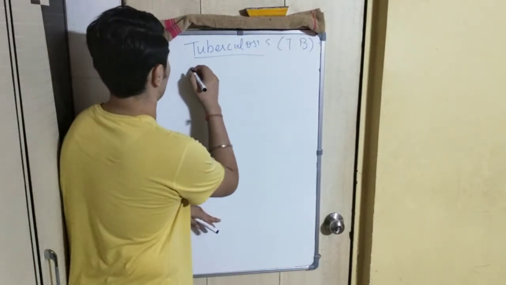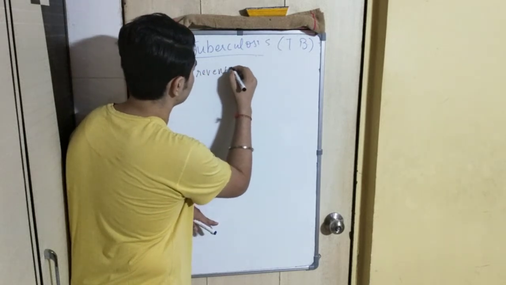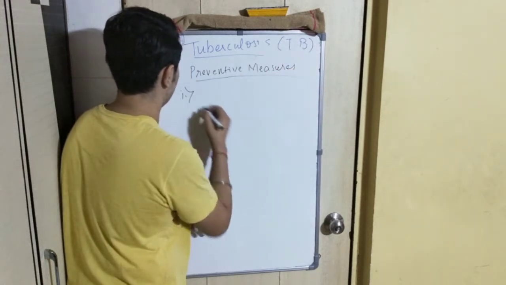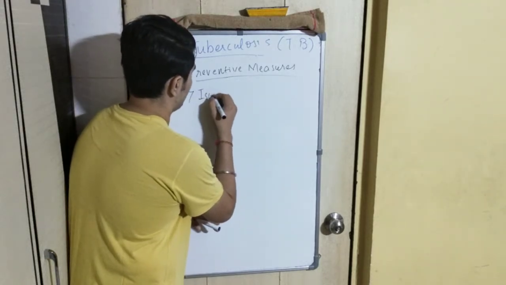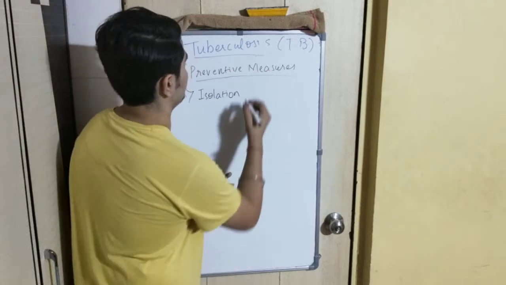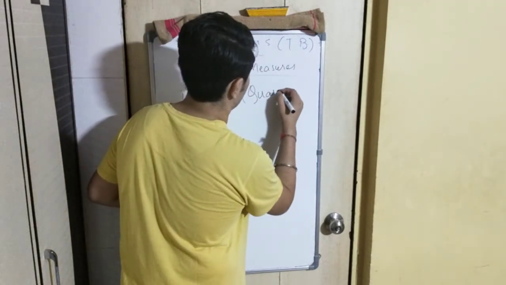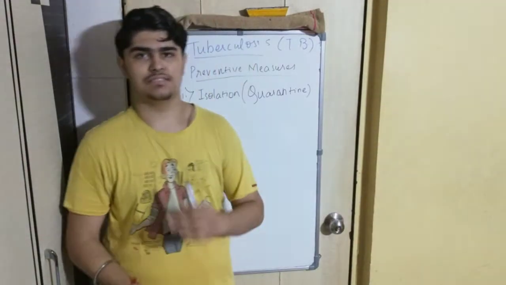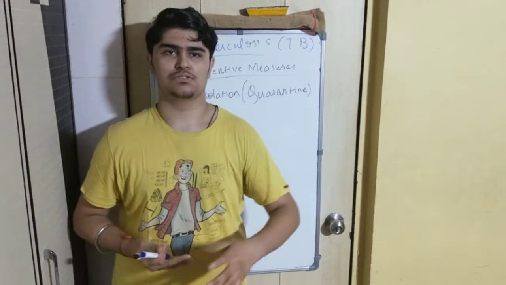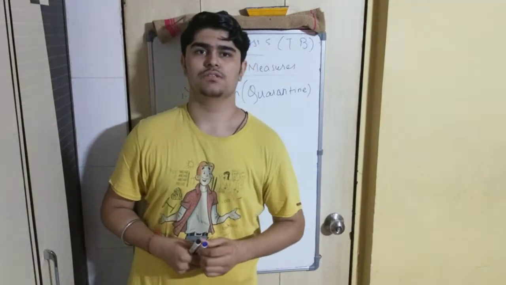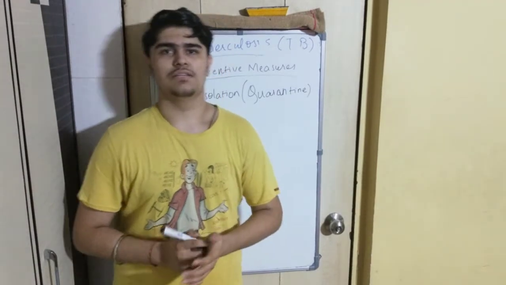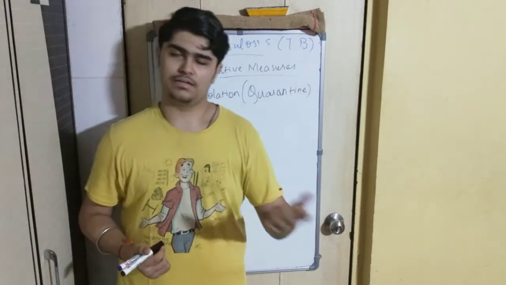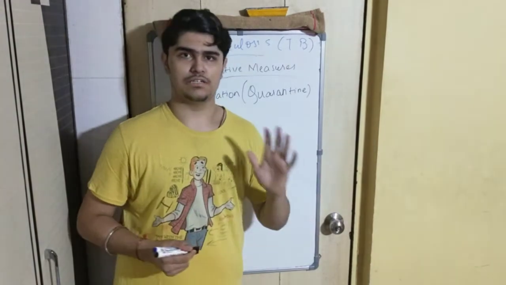There are some preventive measures to cure this disease. First is isolation, or you can also say quarantine. You should isolate the person, his utensils, his towels, napkins, his clothes, everything that he uses, even his mobile, because the infection can get into those things, and if you even touch them, you can get infection. So isolation of the patient is very important.